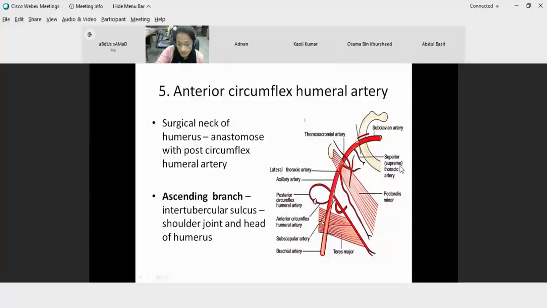No, it is related to latissimus dorsi also. Latissimus dorsi is a muscle of the back. Okay, ma'am. Thank you. It is supplying both subscapularis and latissimus dorsi.